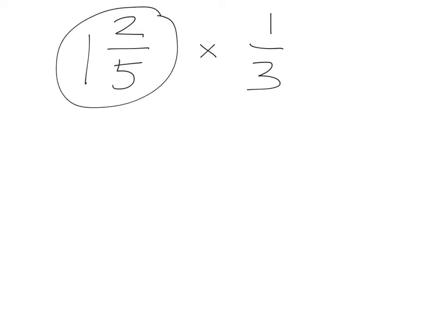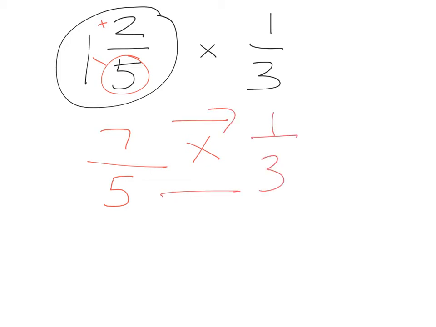All right. So what happens when we have a number or a fraction that's greater than 1? Just say we had 1 and 2/5 times 1/3. What we would do first is change this mixed number into an improper fraction. The way we do that is we multiply the 5 times 1, that gives us 5, and then we add the 2. So 5 times 1 is 5, plus 2 is 7. The denominator stays the same, so it would actually be 7/5 times 1/3.